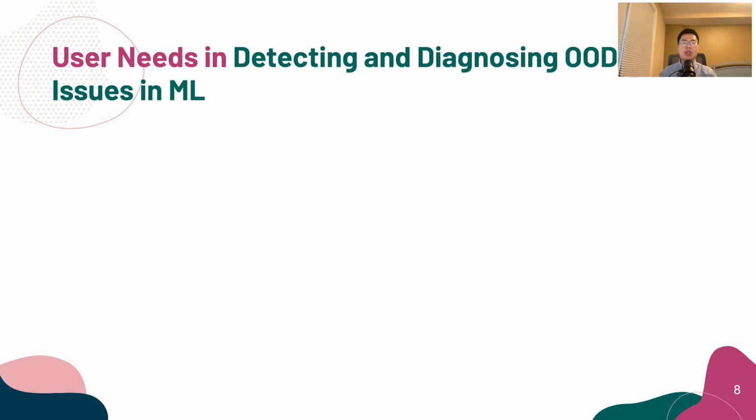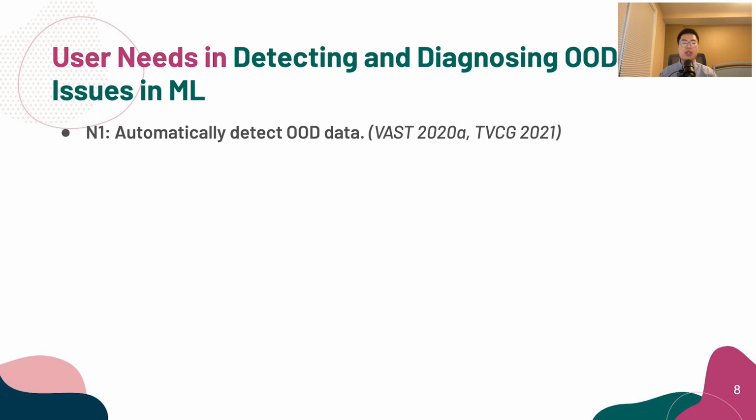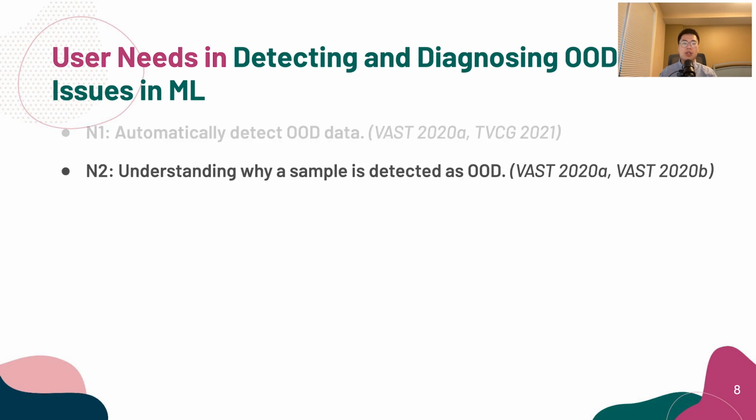To address the challenges, we summarize 5 user needs from previous literature about detecting and diagnosing OOD issues in machine learning. First, users should be able to automatically detect OOD data, as the dataset size could be very large. Second, users should be able to understand why a sample is detected as OOD.